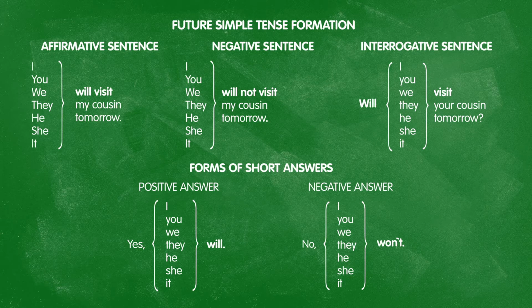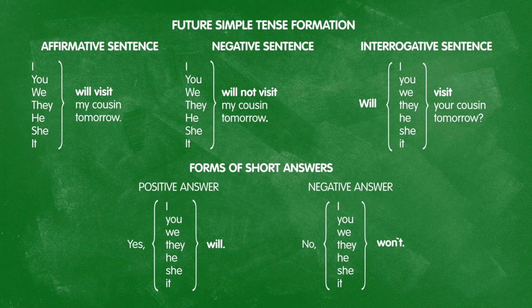To form an interrogative sentence, you simply move the word will to the beginning. For example, will he visit your cousin tomorrow? Or will they visit your cousin tomorrow? And some forms of short answers. To make a positive sentence, all you must say is yes, I will. Yes, he will, she will, they will. It's always the same. But to make a negative sentence, you must say no, they will not, or its short form, and be very careful, the short form won't. It is not wilt, it becomes the word won't, as in, no, they won't, no, he won't, no, I won't.